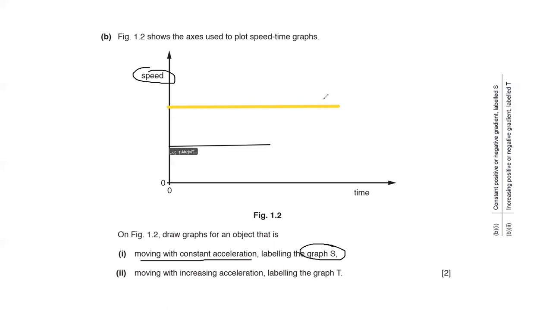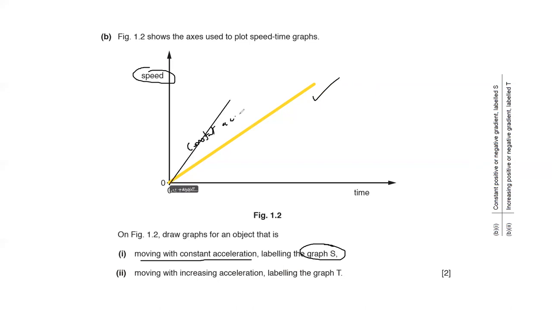If it is a horizontal line, it means zero acceleration. Because if speed is not changing, whenever we draw a horizontal line, this is not the right answer. Why? Because this shows that the speed is constant and acceleration is zero. So there should be a straight line with a constant gradient. This shows that it is a constant acceleration, and label that as S.